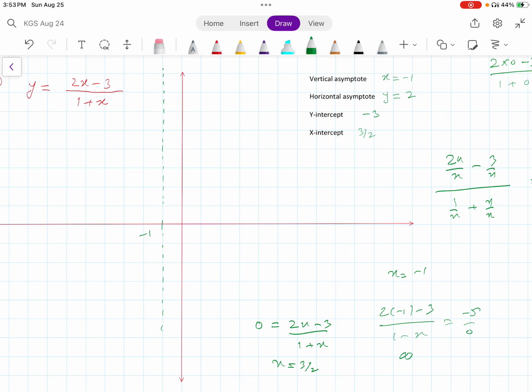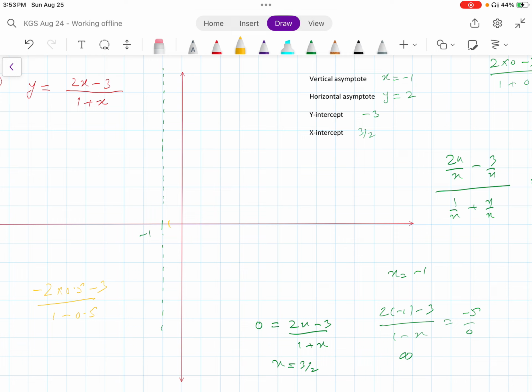Okay, now we also need to find the sign of y values near the asymptote. So if x values are very near to the asymptote, what are the y values, positive or negative? If I take a value of 0.5, say here, it's 2 times 0.5 minus 3 over 1 minus 0.5. This is clearly a negative value, because the numerator is negative and 1 minus 0.5 is positive. That's why the entire value is negative.